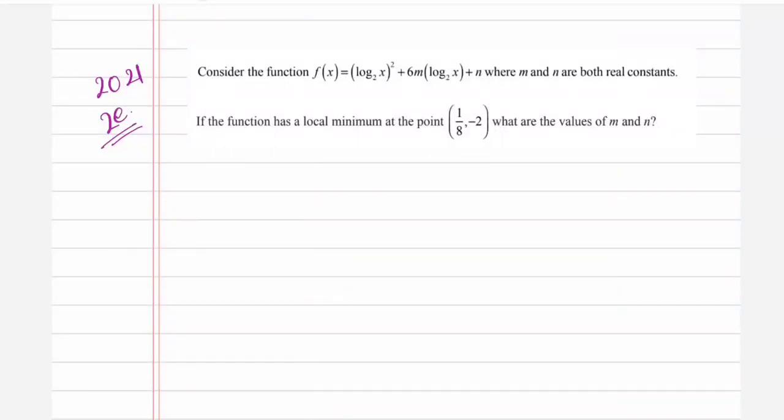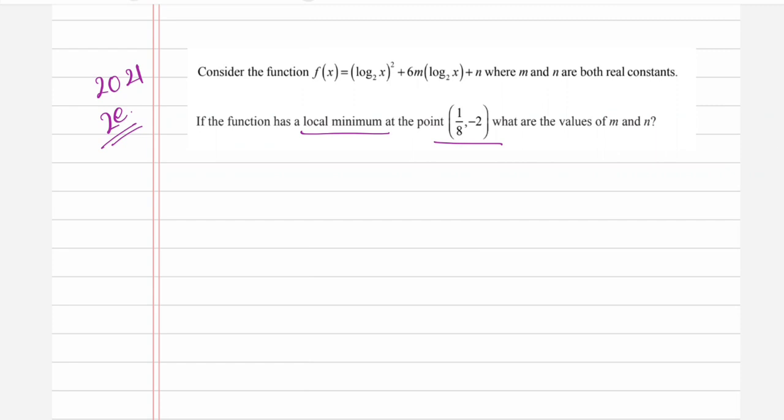Hi guys, so today we are doing the Scholarship Calculus 2021 question. It says consider a function is given to you, and if the function has a local minimum at point (1/8, -2), what are the values of m and n?